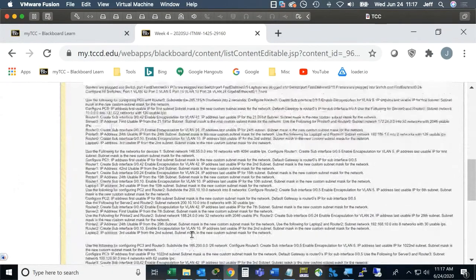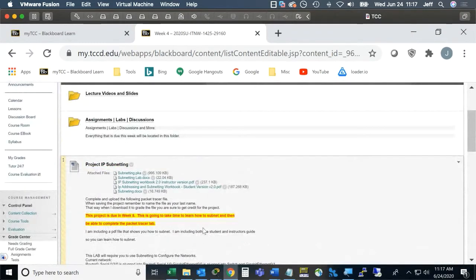And I hate that we're doing it in the summer, because it would have been nicer. Usually I spend a lot of time on subnetting over the weeks to build it up, because it takes time to grasp. But that's why this project is not due until week 8. So you have that time. We'll still have the time to gain that.